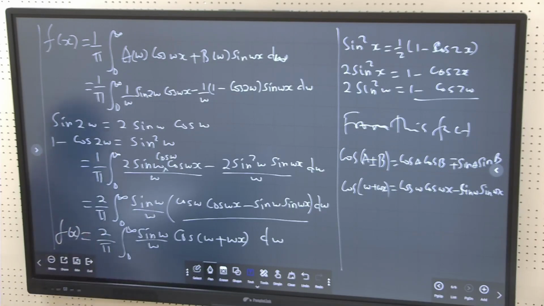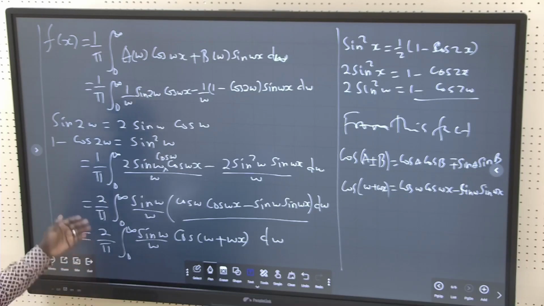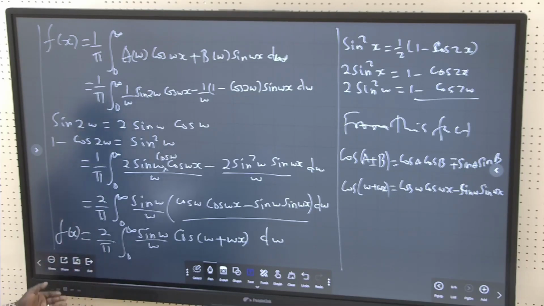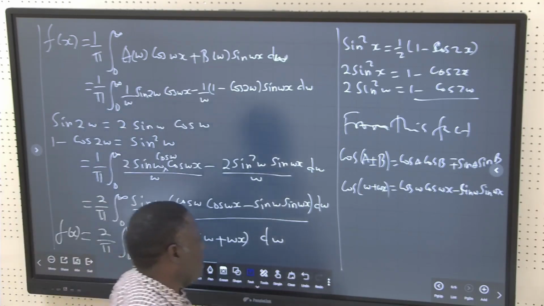This is how we can represent a function f(x). You remember the function f(x) stretches from minus infinity to infinity. Now this has been converted to 0 to infinity, and you can see here the 2. So this is how we can write or represent a function f(x) using the Fourier integral representation.